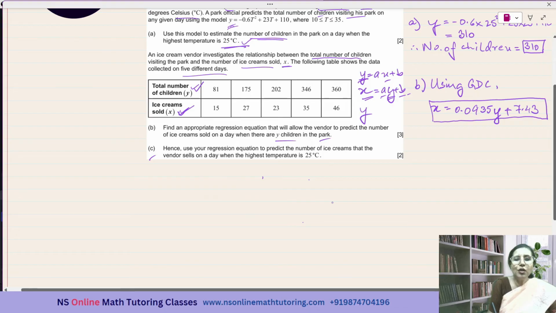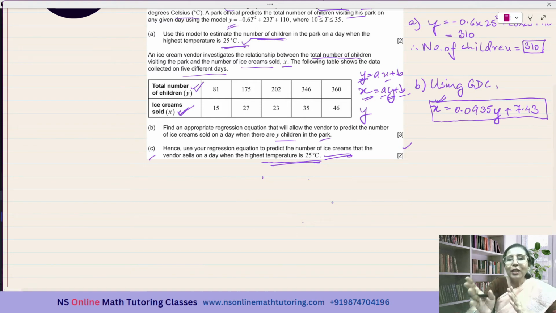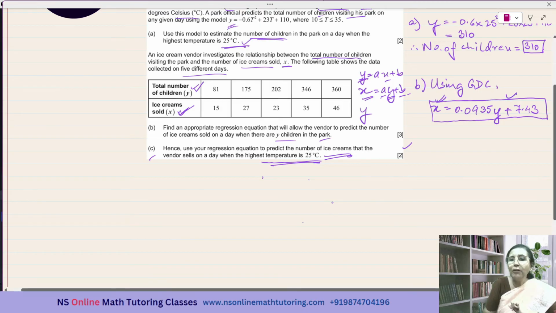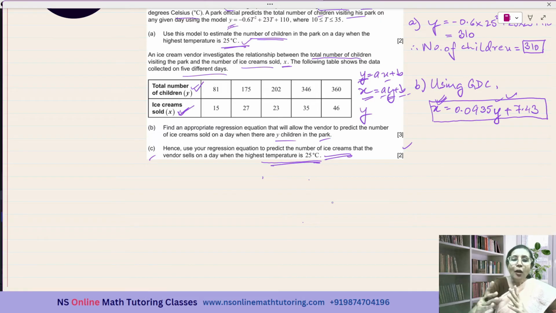Subpart C: hence use your regression equation to predict the number of ice creams that the vendor sells. The number of ice creams will be x on a day when the highest temperature is 25 degrees centigrade. It carries just 2 marks, but I think this is slightly confusing because in this regression line equation, you don't have the parameter highest temperature. But you should know that this is an equation relating the number of ice creams sold with the number of children present in the park on that day.